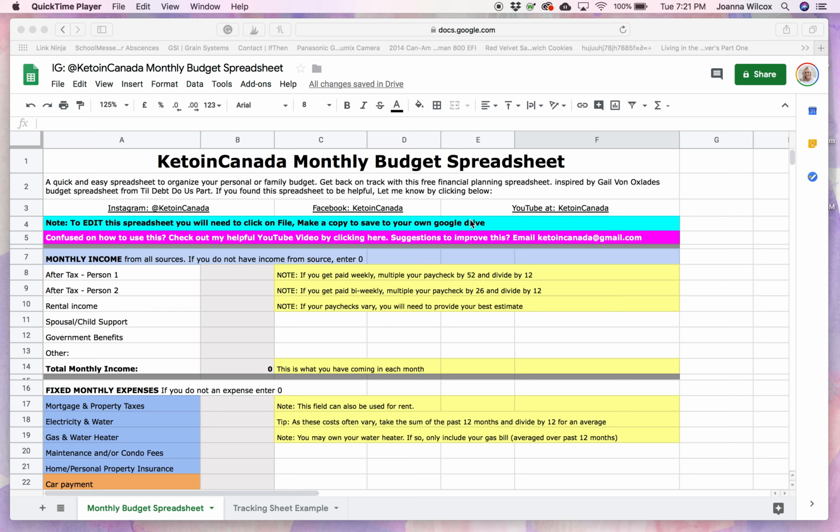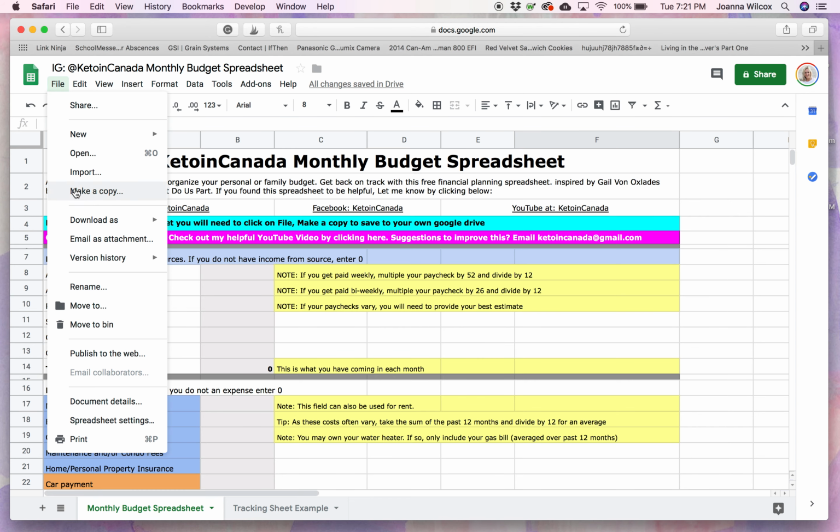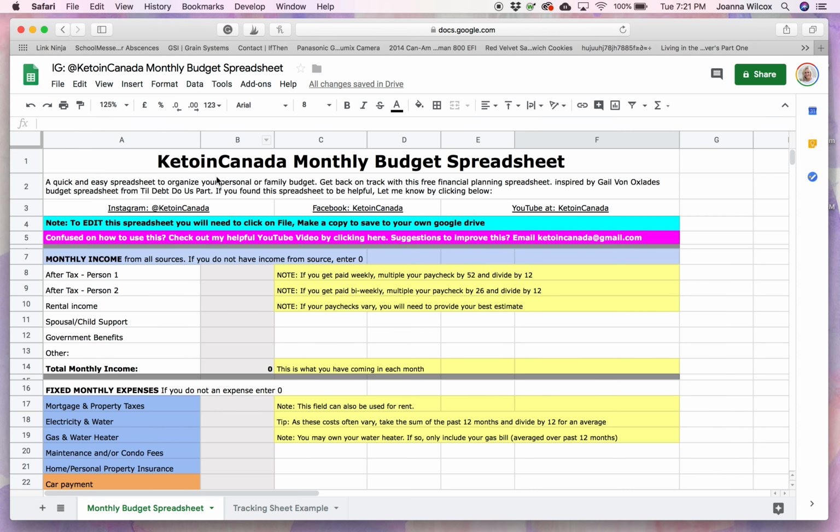In order to edit this spreadsheet, you're going to have to go to File and then make a copy, because it's a protected spreadsheet. You're going to have to save it to your own drive so that nobody else sees all your financial information.